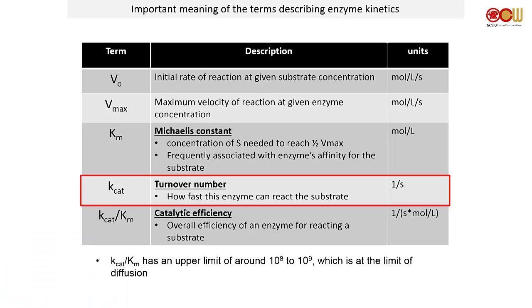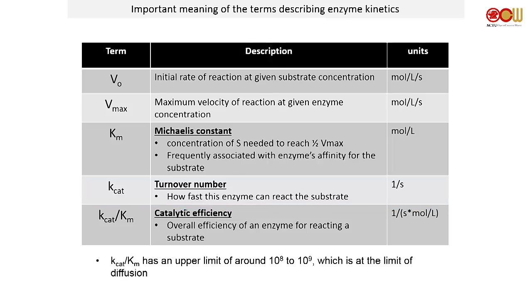By the way, kcat is called the turnover number. Check out the unit real quick. The unit here is 1 per second, meaning per enzyme, so how fast this enzyme can react the substrate. Let's say you have a kcat of 2, meaning that in 1 second, every enzyme you have can react with substrate.